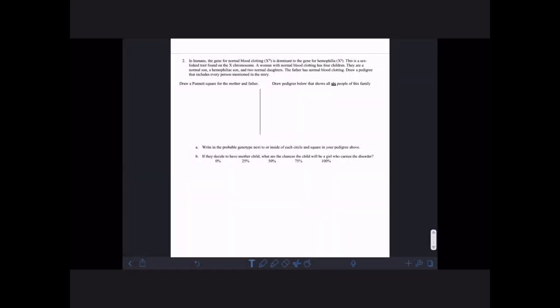This is a practice problem on sex-linked inheritance, and it goes like this. In humans, the gene for normal blood clotting, X uppercase H, is dominant to the gene for hemophilia, X lowercase h. This is a sex-linked trait found on the X chromosome. A woman with normal blood clotting has 4 children. They are a normal son, a hemophiliac son, 2 normal daughters, and the father is normal for blood clotting. Draw a pedigree that includes everyone mentioned in the story.